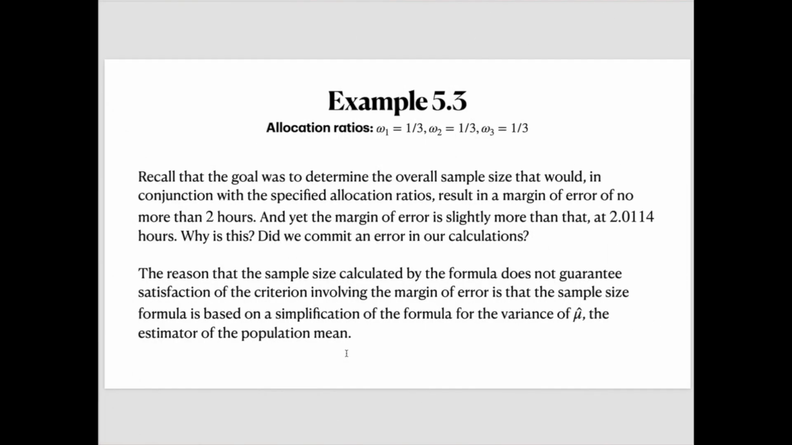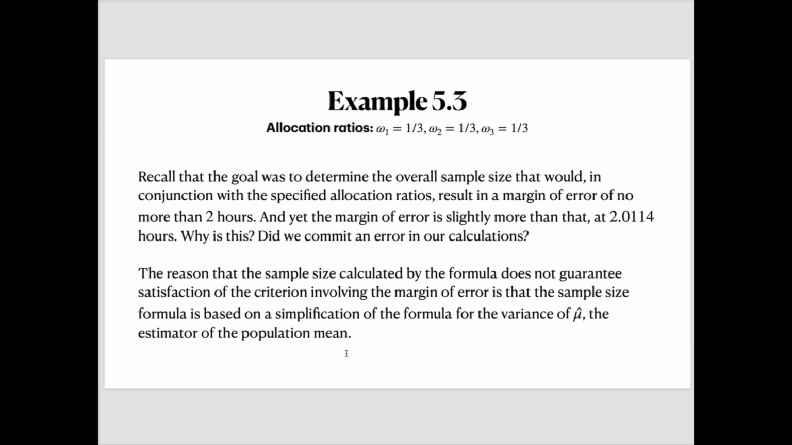Now, recall that the goal was to determine the overall sample size that would, in conjunction with the specified allocation ratios, result in a margin of error of no more than 2 hours. And yet the margin of error is slightly more than that, at 2.0114 hours. And so the question is, why is this? I mean, did we commit a calculational error? Well, no, we did the calculations correctly.